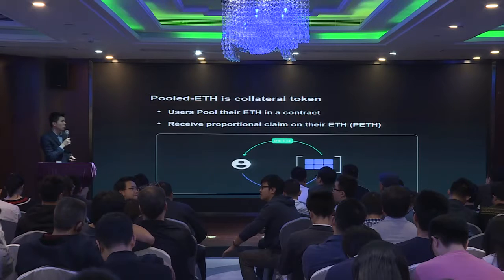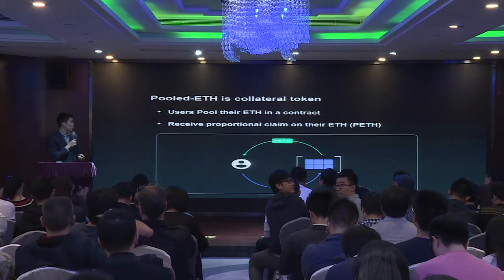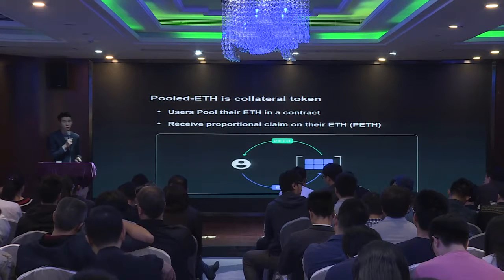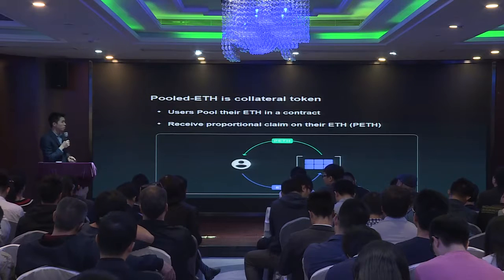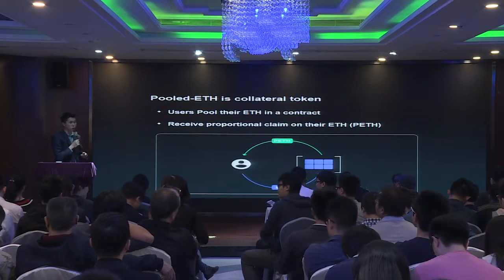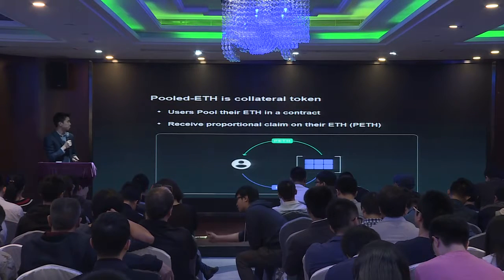First, the user will put their ETH in the contract, and they will receive a proportional claim on their ETH. Initially, the ratio will be 1 PETH to 1 ETH. But this ratio changes over time, depending on the performance of the system.